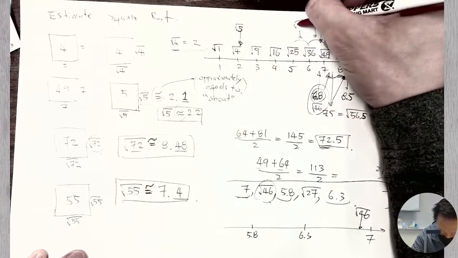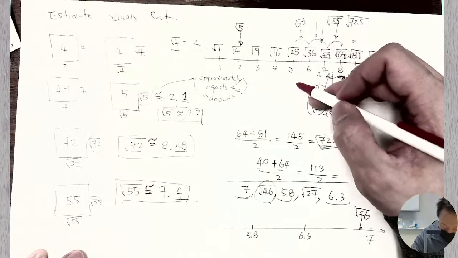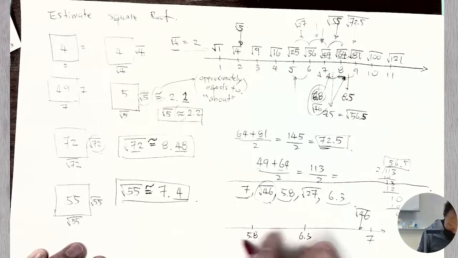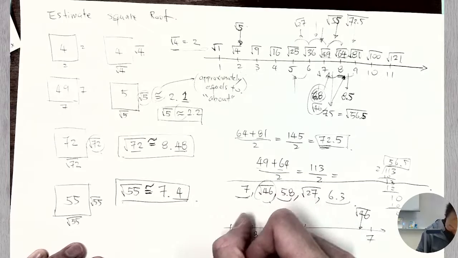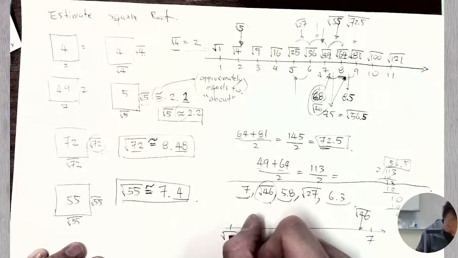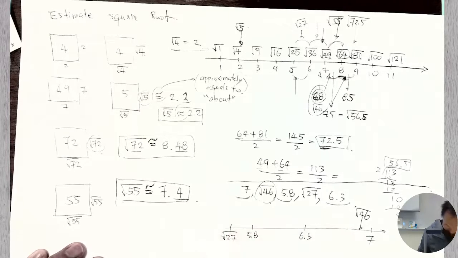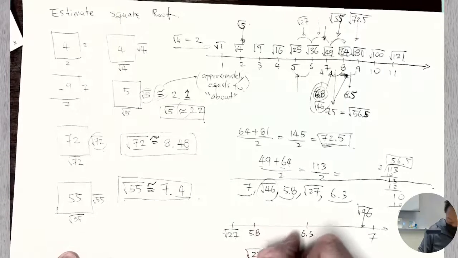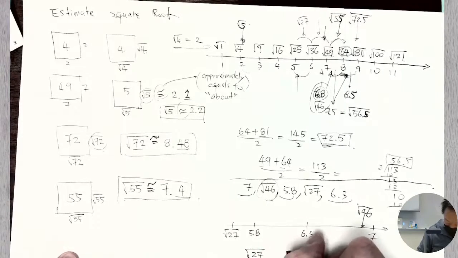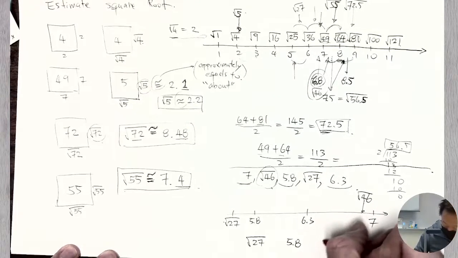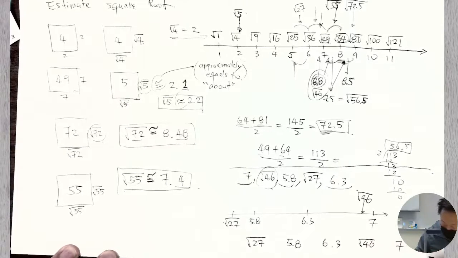Square root of 27 looks like it's going to fall in between there. Between 5 and 6, leaning towards 5. So it looks like it's going to be less than 5.8 for sure, because it's just a little bit greater than 5. So square root of 27. If we were to rewrite this nicely, it's going to look like square root 27, followed by 5.8, followed by 6.3, square root 46, and 7.